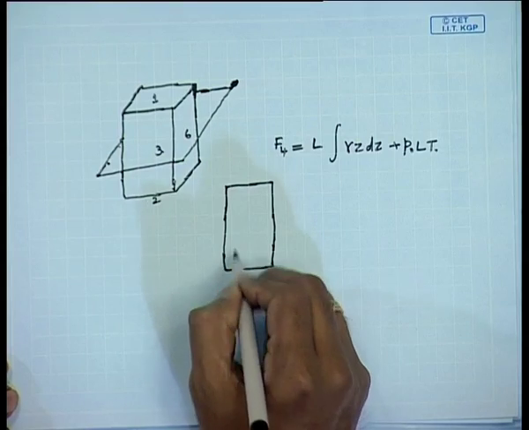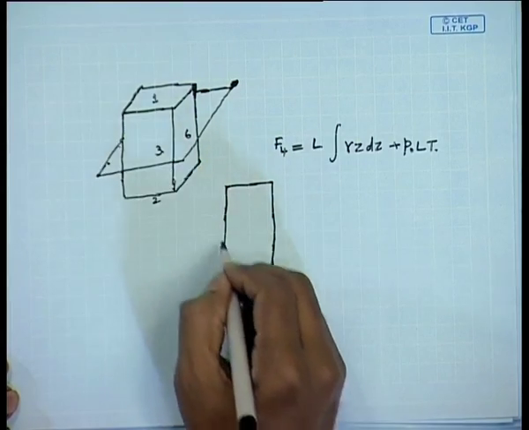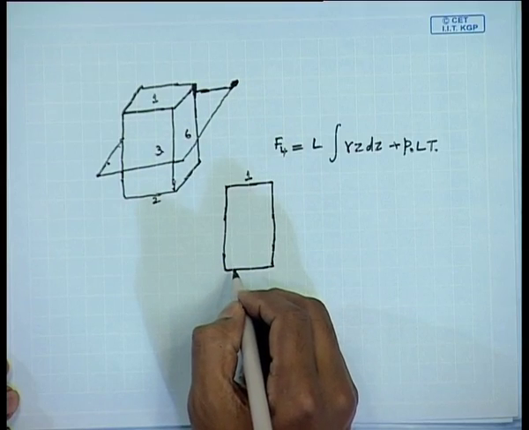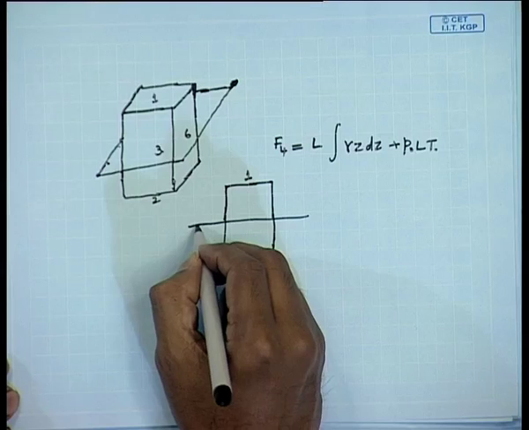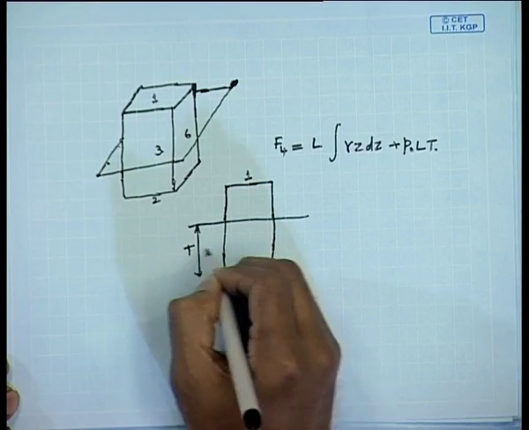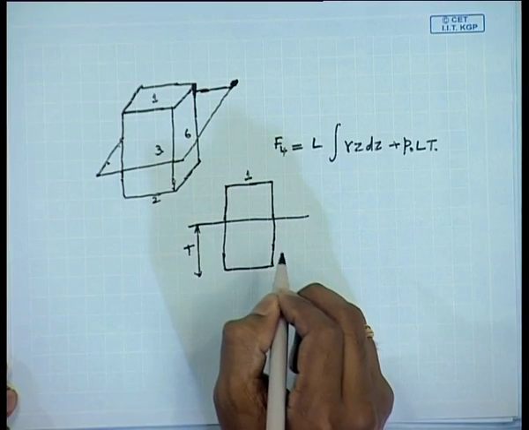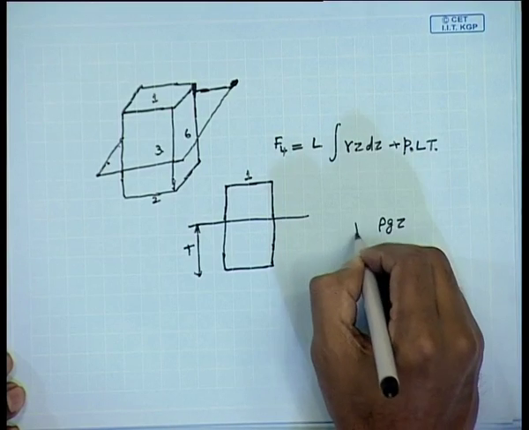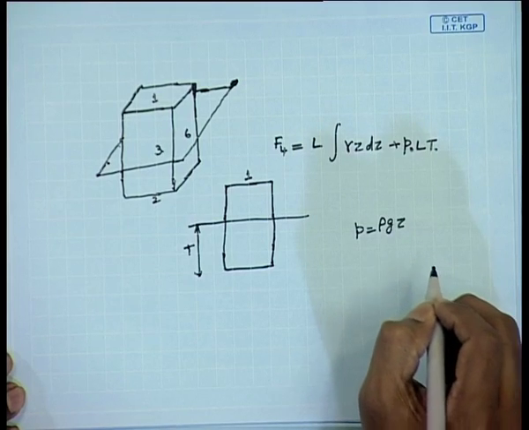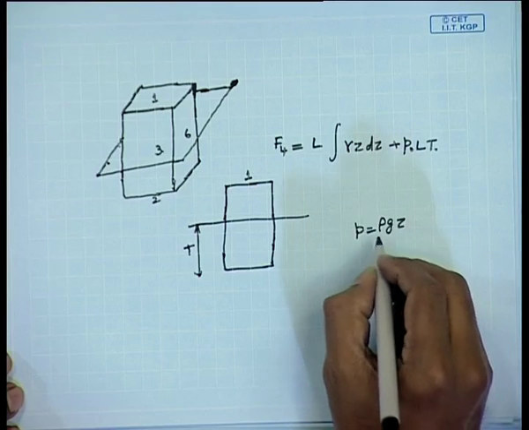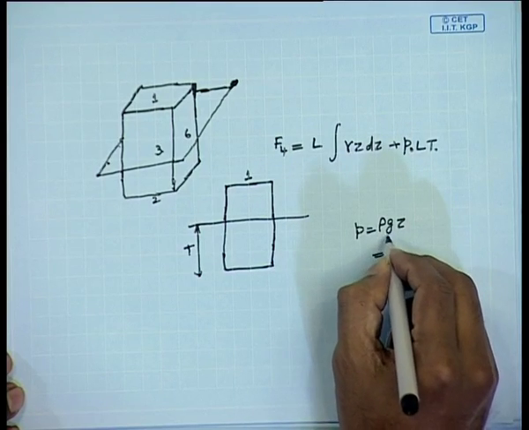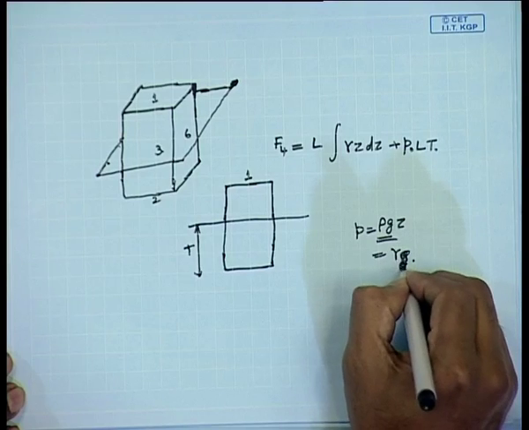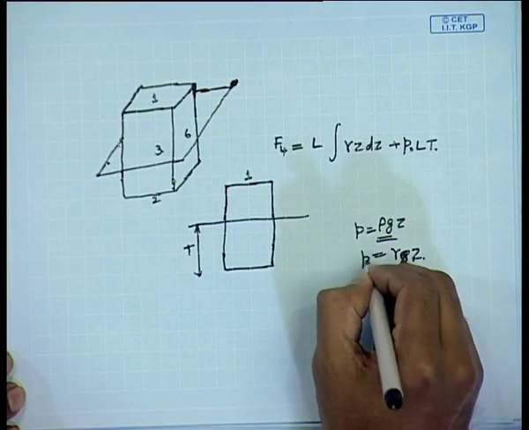So, you will see that if this is the body, we are looking at this, the phase 1, and if this is T, then you will have the pressure distribution. Pressure distribution is given by rho g z. This is the pressure at any depth, where z is the distance from the free surface. Now, in this book, rho g is always written as gamma. So, we have rho g is gamma. So, gamma z will give you the pressure at any point.